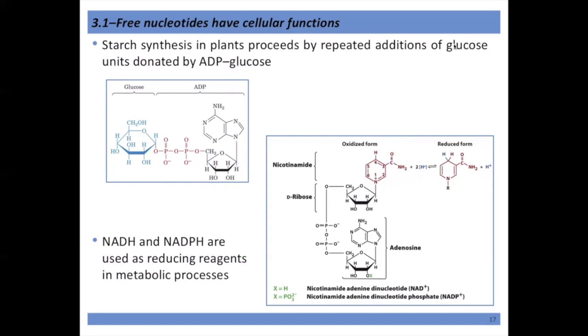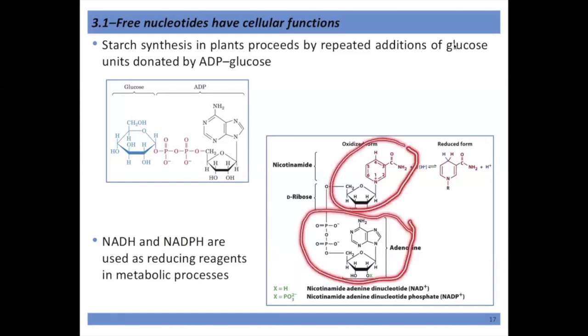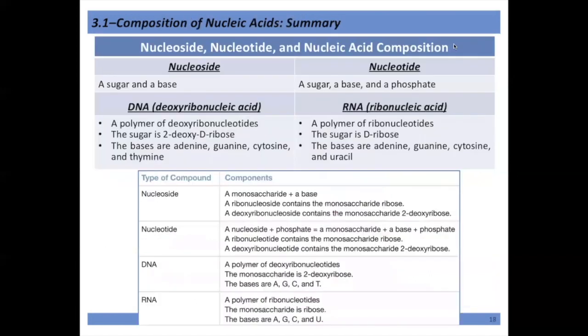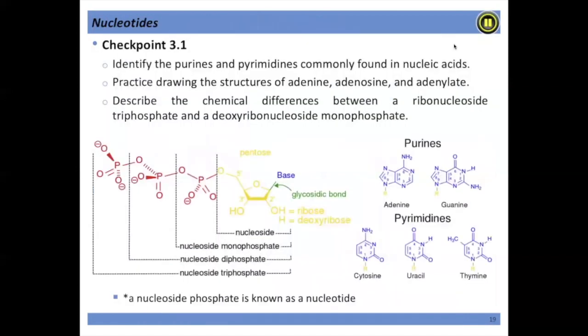So our body, or I guess evolutionists, took advantage of these nucleotides and appended other molecules to them to make them useful. Again, we'll get into that a lot. Just understand at this point that nucleotides are not just for DNA and RNA. And here is a summary of them. Difference between nucleosides, nucleotides, difference between RNA and DNA. And we beat that to death.